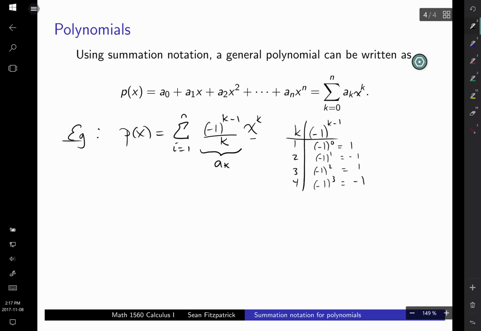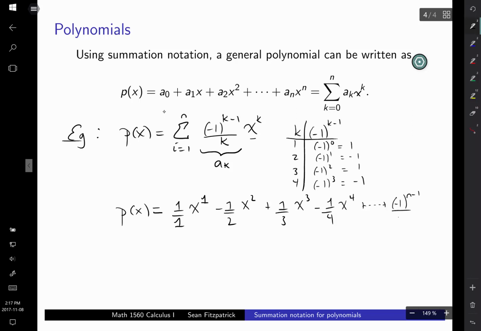So this notation here would mean, if we expanded it, we would be looking at, okay, when k is equal to 1, we would have 1 over 1, x to the 1, and then when k is equal to 2, we get minus 1 over 2, x to the 2, and then we get 1 over 3, x to the 3, minus 1 over 4, x to the 4, and so on down to the last term, which will look like minus 1 to the n minus 1 over n times x to the n.